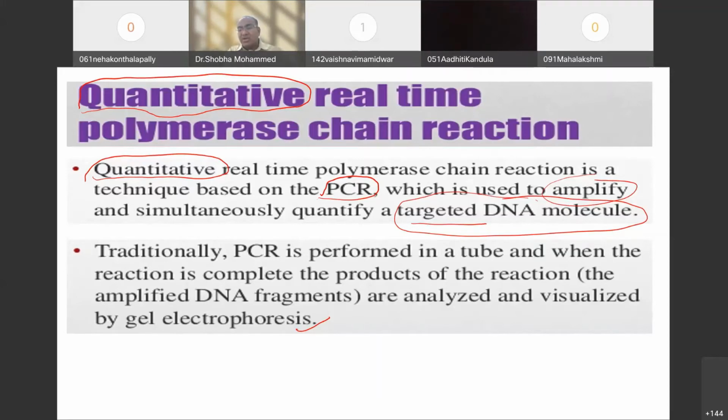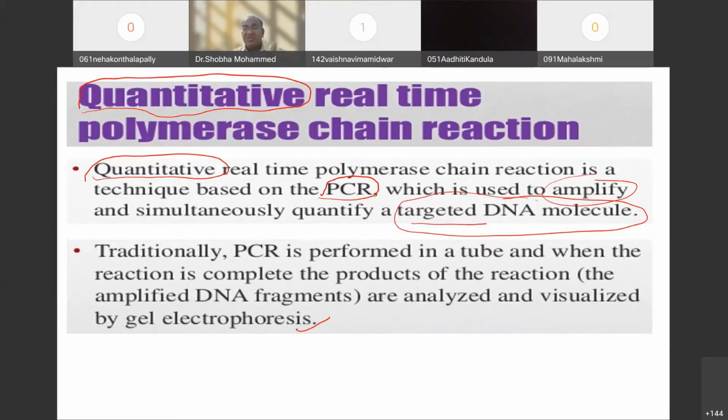Electrophoresis is nothing but the movement of positive and negative ions. So I can find out which type of DNA is present, as traditionally done in olden days. But quantitative PCR, or the real-time PCR, which is a new one, is not like that. We need not go for electrophoresis.